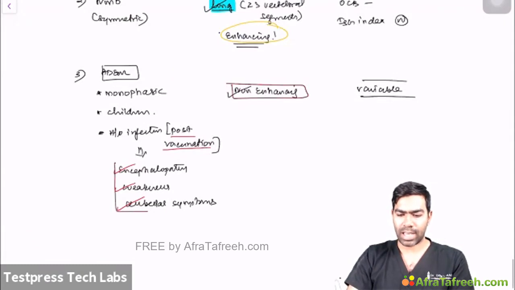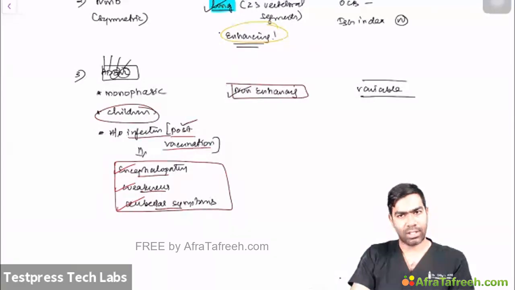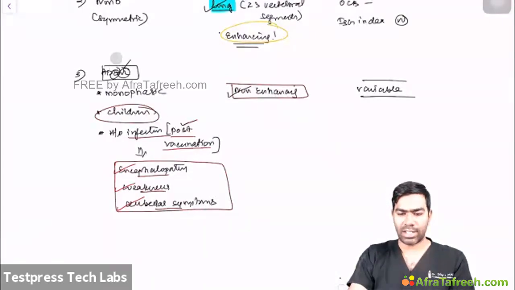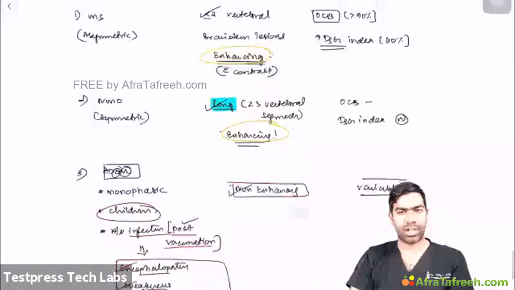At the same time, this characteristic presentation of a child after an infection or after a vaccination coming with encephalopathy, weakness, and cerebellar symptoms. So that's why it's called acute disseminated encephalomyelitis. That's why they have encephalopathy, they have myelopathy in the form of weakness, and at the same time, it's a white matter problem only. So ADEM is there. We'll be discussing more about ADEM in some time. So these are the 3 important differential diagnoses that you have to make in exam.